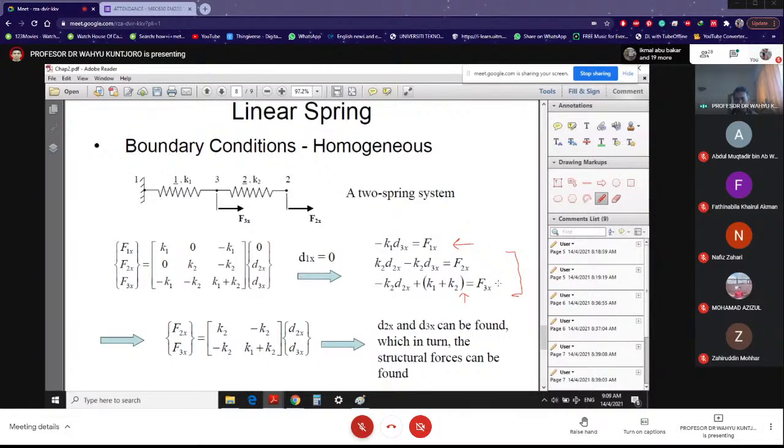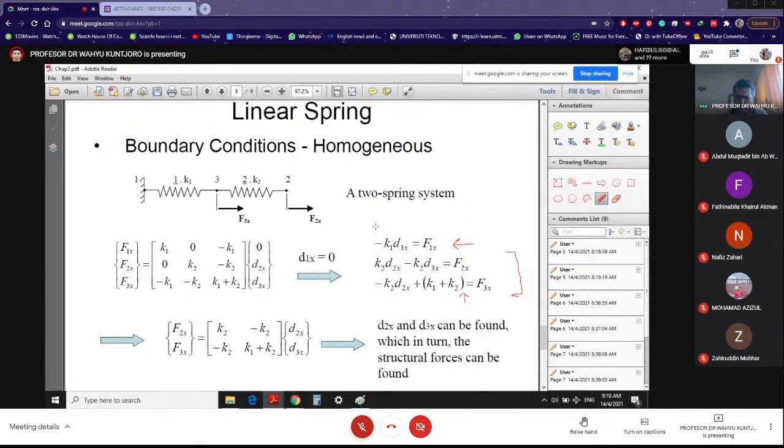This is two equations with two unknowns. The unknowns are d2x and d3x, the displacement at node number 2 and node number 3. From what you have learned in numerical analysis, this is what we call simultaneous linear equations. Two equations with two unknowns, meaning that you can solve this using what we have learned, Gauss-Jordan, Gauss-Seidel, or Cholesky, or Gauss, whatever. So you can solve it.